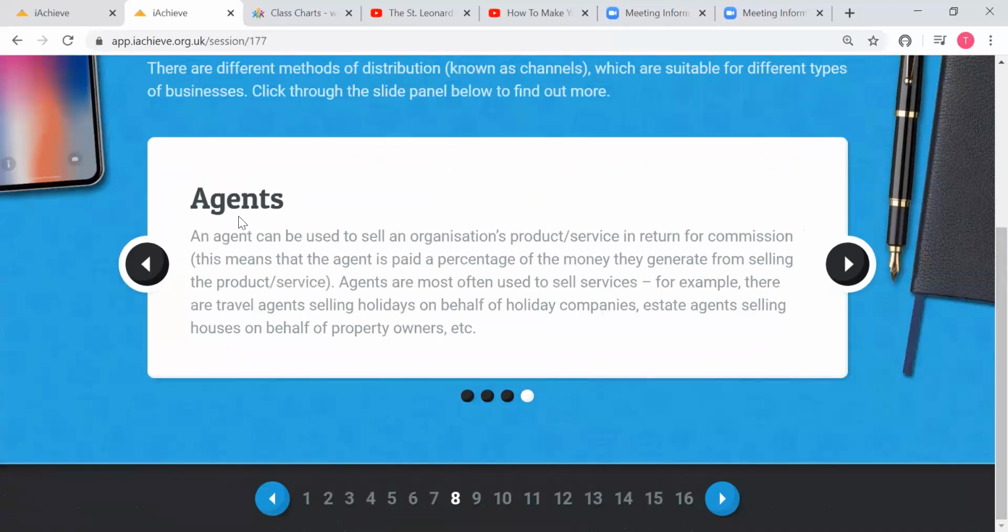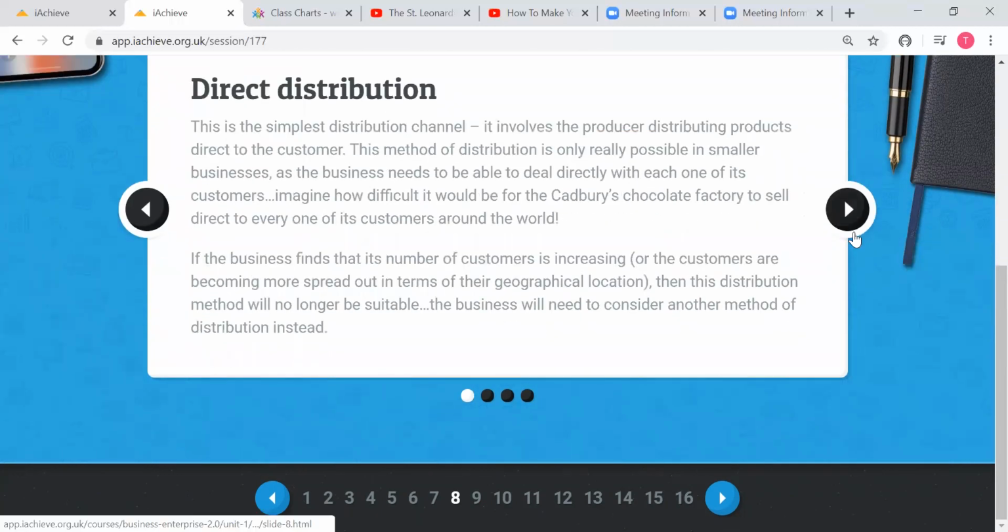So a fourth example is agents. An agent is a specific organization or individual that you use that sells your product in return for a commission. So they're very, very often engaged not in goods so much, that would be more wholesalers, but they're engaged in the sale of services. For example, travel agents. They are not the airline, they're not the hotel, they're not the car rental company, but they're an agent that sits in between them and the customer. So that is another method of distribution.